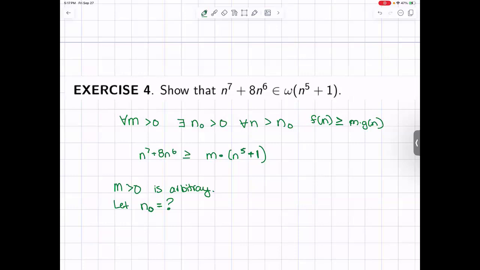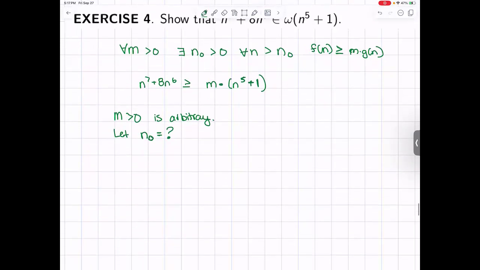deal with the fact that we once again have a difference in terms. And so we can factor stuff out to try and get a better understanding of what this problem requires. So if we take that n to the 7 plus 8n to the 6, we factor out that n to the 7.